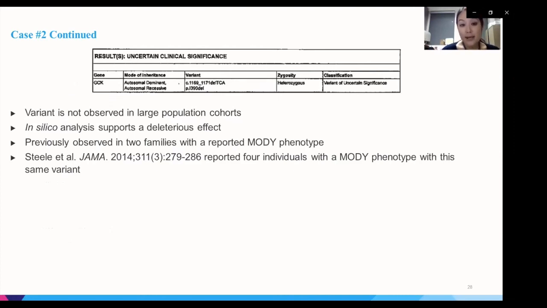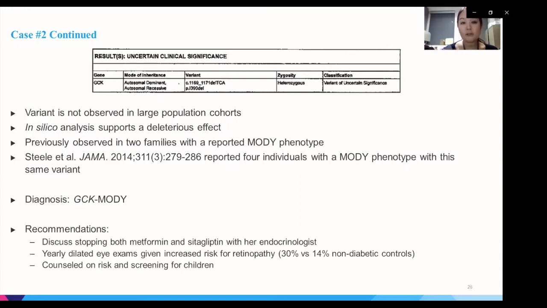Computer analysis supports that this variant would have a deleterious effect on protein function. And most importantly, it was seen in 2 families with a reported MODY phenotype. We also did our own literature search and found another paper recently published in JAMA, which reported 4 more individuals with a MODY phenotype with the same variant. So based on all of this information and her clinical phenotype, we were comfortable with diagnosing her with GCK MODY.